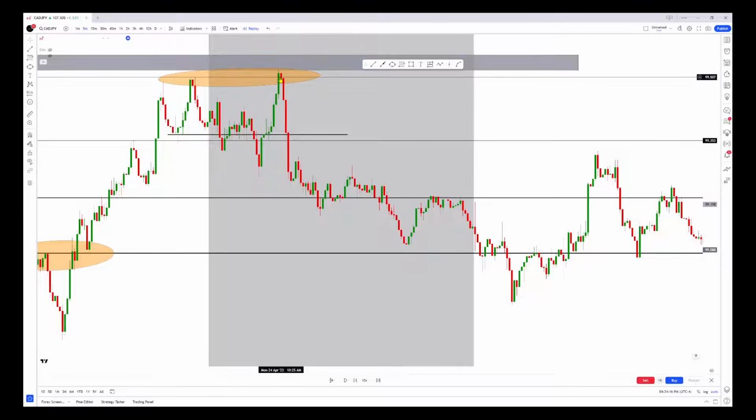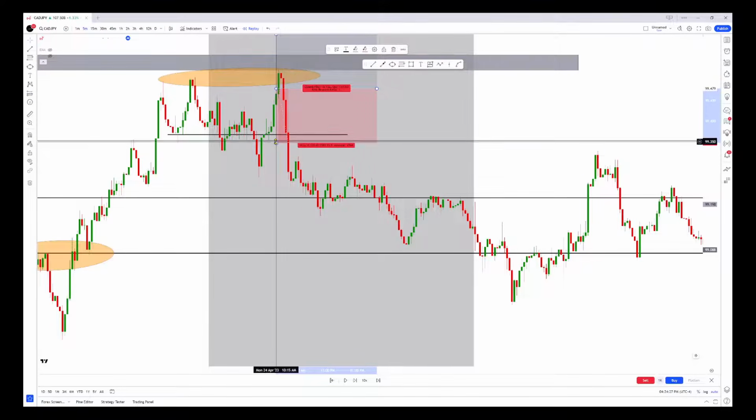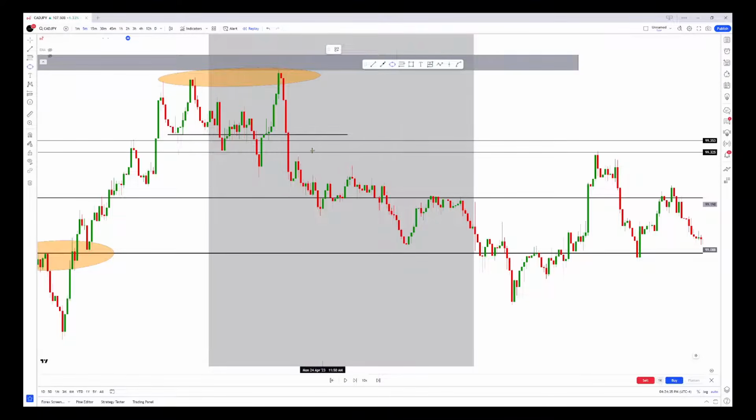Everybody's wanting to get in buys. All the people in sales got stopped out. Sellers, I meant the buyers up here, they're in a position like this. Their stop loss is probably somewhere here. They end up getting stopped out. We got stopped out. So then we're back under this level.